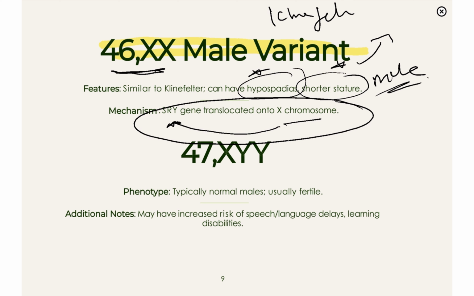And then how about 47XYY? They are more typically normal males. They are usually fertile, but as I said, they do have some neurocognitive challenges, including speech and language delays and learning disabilities.